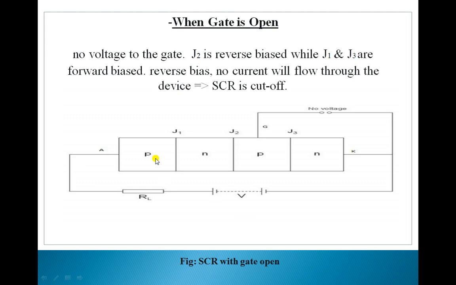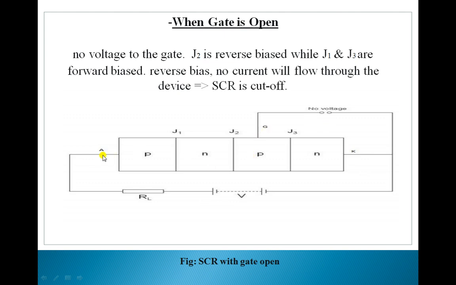In this diagram we can see the anode, which is connected to the positive p-type semiconductor, and the cathode, which is connected to the negative terminal, that is the n-type semiconductor. N-type has a majority of electrons and p-type has a majority of holes. They are both connected to this battery. Anode is connected to positive, cathode is connected to negative, but we have not given any voltage to the gate.